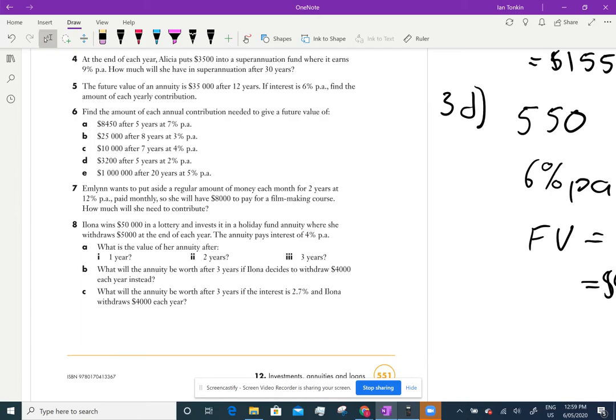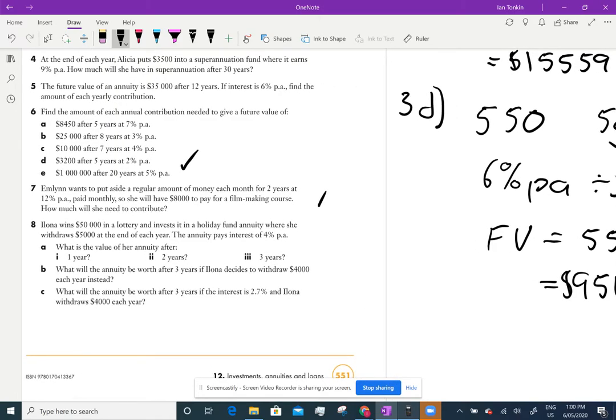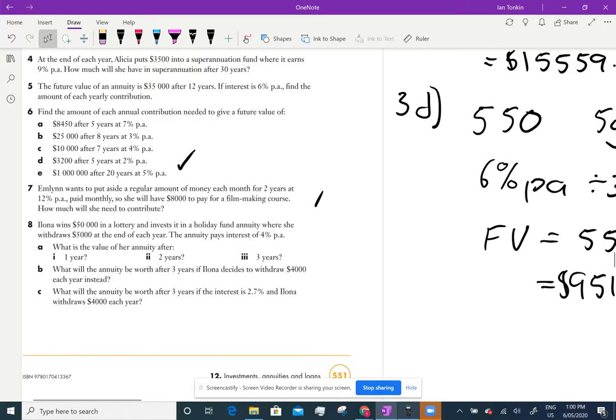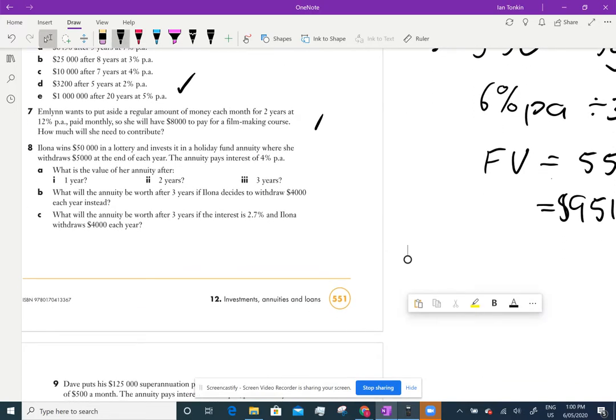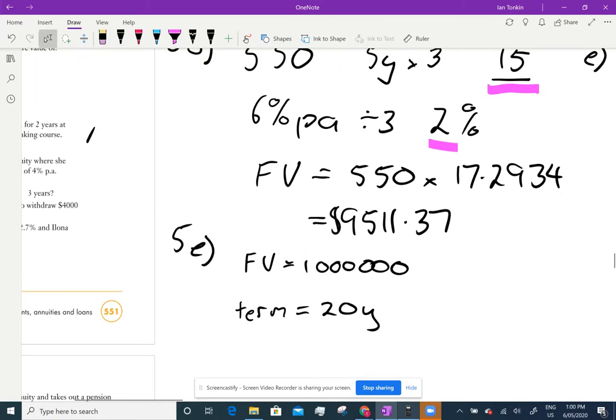So I'm going to do 7E, 6E and 7. Righto. Find the amount of each contribution needed to give that. So if I want $1 million after 20 years at 8%, so here's 5E. I want to have $1 million, don't we all? So the future value equals $1 million. Term is 20 years, 5%.